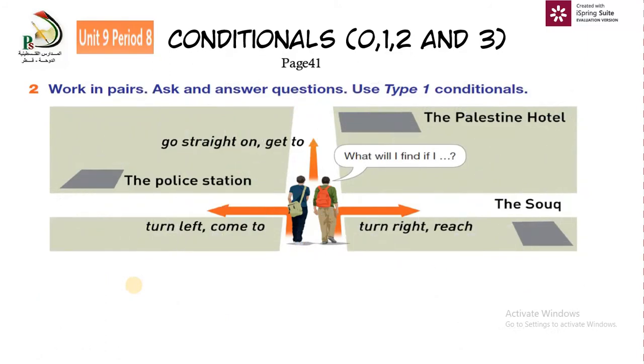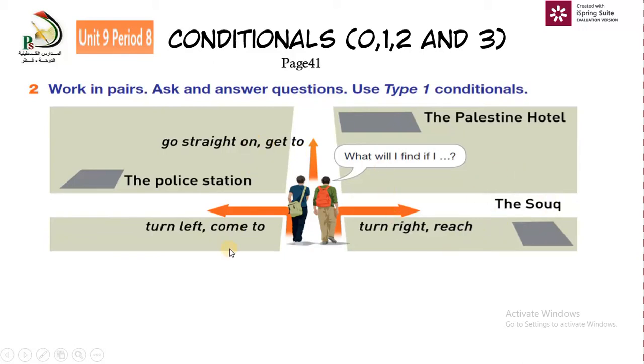Activity number 2 is work in pairs, ask and answer questions. Use type 1 conditionals. Type 1, write the formula here: if plus present simple, comma, will, future. What will I find if I turn right? If you turn right, you will reach the souk.